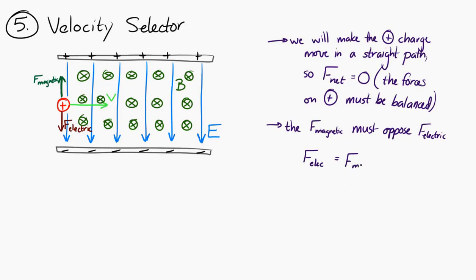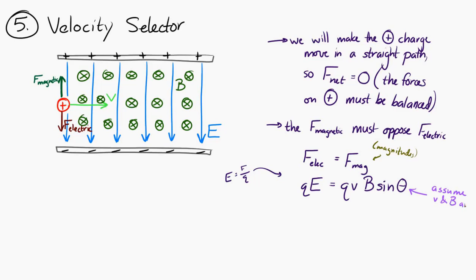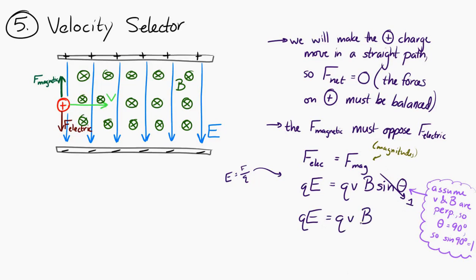The electric force equals the magnetic force. So electric force is equal to Q times E. And that has to equal QVB sine theta. Now we're going to assume that the velocity and the magnetic field are perpendicular, so that the angle here is 90 degrees and the sine of 90 degrees is 1. That simplifies things. So we get QE is equal to QVB. We cancel out the Q's. Solve for V. So V is equal to E over B.